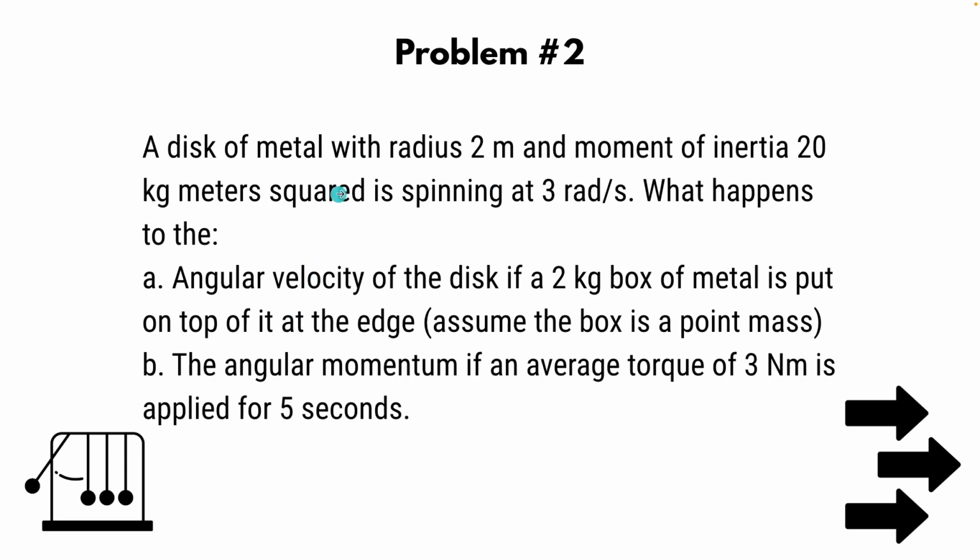A disc of metal with radius 2 meters and moment of inertia 20 kilogram meters squared is spinning at 3 radians per second. A: What happens to the angular velocity of the disc if a 2 kilogram box of metal is put on top of it at the edge? Assume the box is a point mass. And B: what is the angular momentum if an average torque of 3 newton meters is applied for 5 seconds?